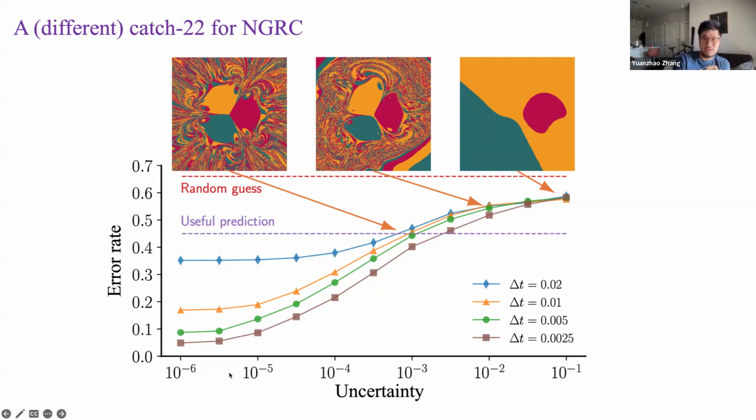So you can see, of course, when the uncertainty is very small, then it gets a very good prediction. By the way, I'm labeling, say, 45% error rate, below which is useful prediction. It gives qualitatively similar basins as the original system, whereas 60% is basically a random guess. So you can see that as we increase the uncertainty in our exact nonlinearity, the performance deteriorates very fast. Even with 1% uncertainty in the coordinates of the magnets, the NGRC already gives you a basin that's very different from the original system. And if you give it 10% uncertainty, then it just fails completely.